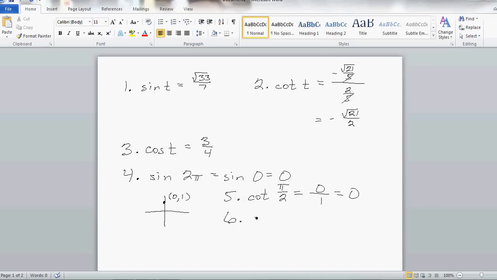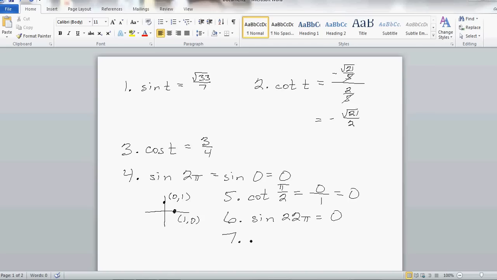Number 6, the sine of 22 pi. Well, let's figure this out. We go around once, that's 2, 4, 6, and we keep on doing that over and over again until we eventually end up here. The point on the unit circle here is 1, 0, and the sine is always the y value. So in this case, that would be 0.